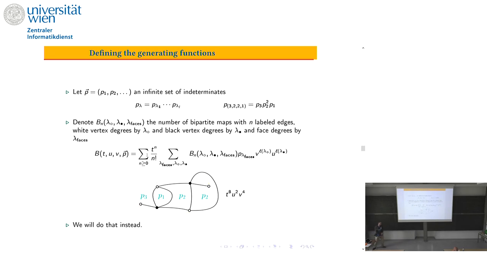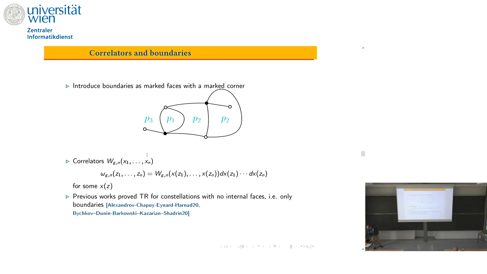So what I'm going to do in this talk is simplify a bit, because otherwise that would be too complicated. And I'm going to get rid of the weights of the white vertices and only count how many there are with the new variable v. Okay? So this we can do in the present talk.